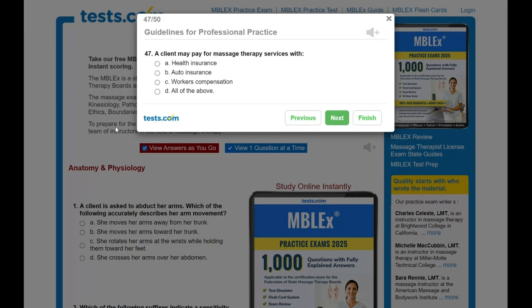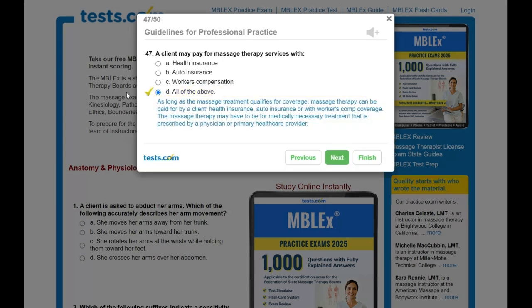Question 47. A client may pay for massage therapy services with A. Health insurance, B. Auto insurance, C. Workers' compensation, D. All of the above. D. All of the above. As long as the massage treatment qualifies for coverage, massage therapy can be paid for by a client's health insurance, auto insurance, or with workers' comp coverage.